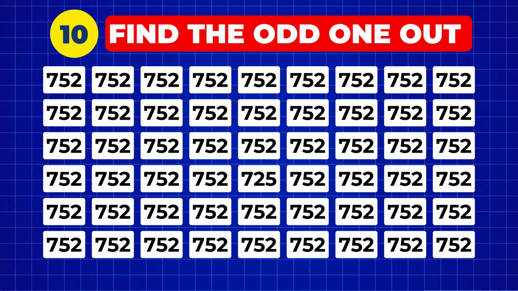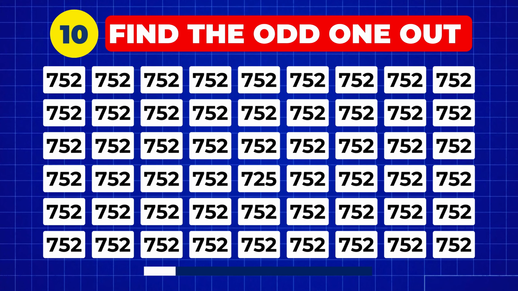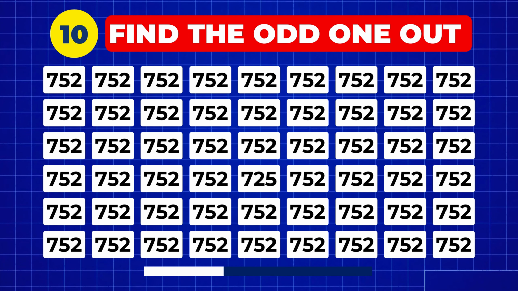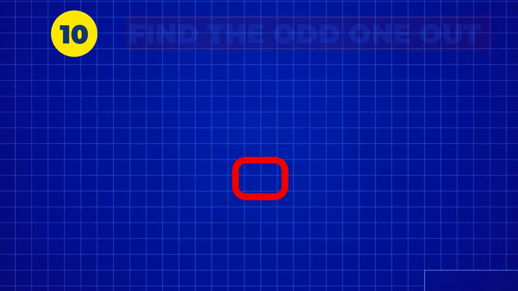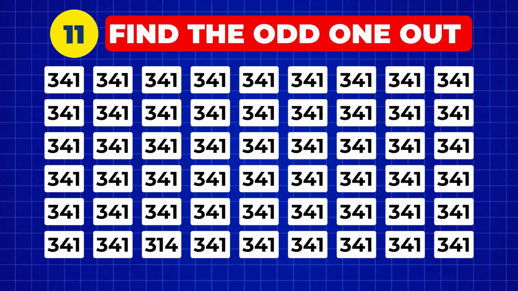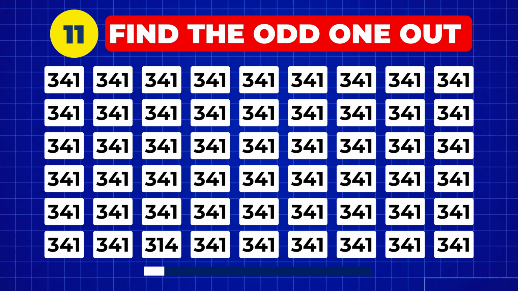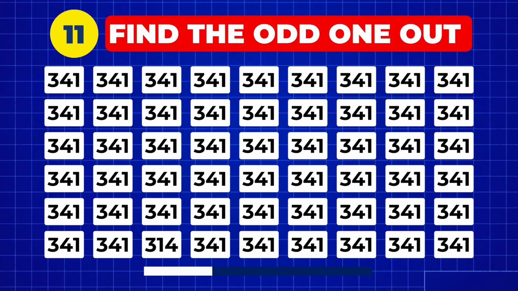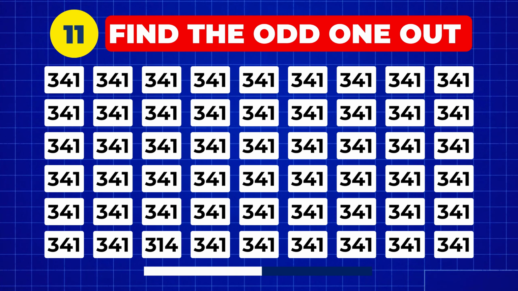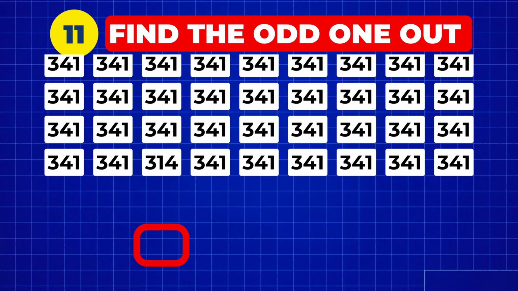468. Now you have to find out what is not 752. This is 725. Now the common digit is 341. You have to find out which is different. This is 314.